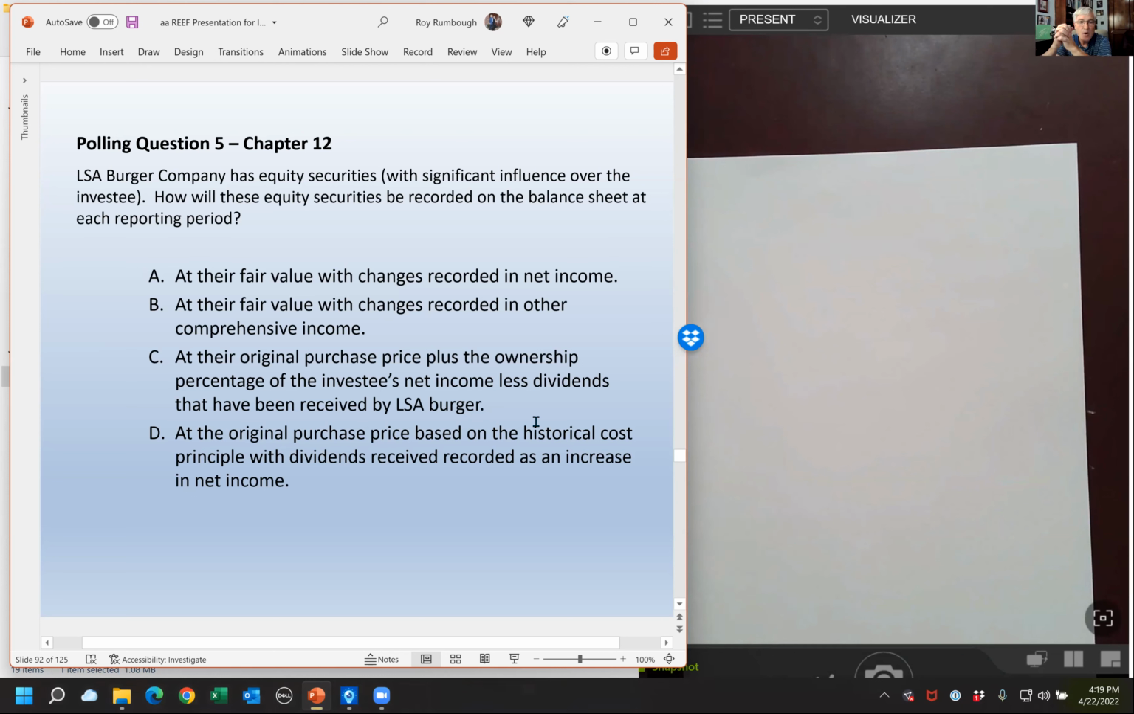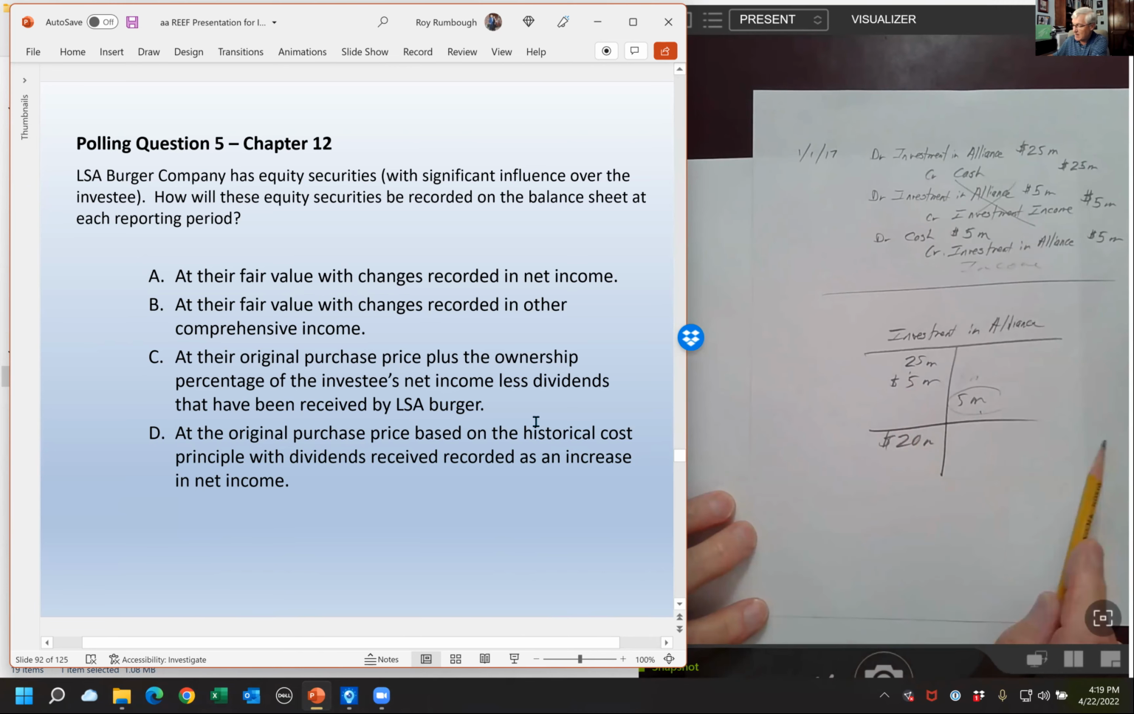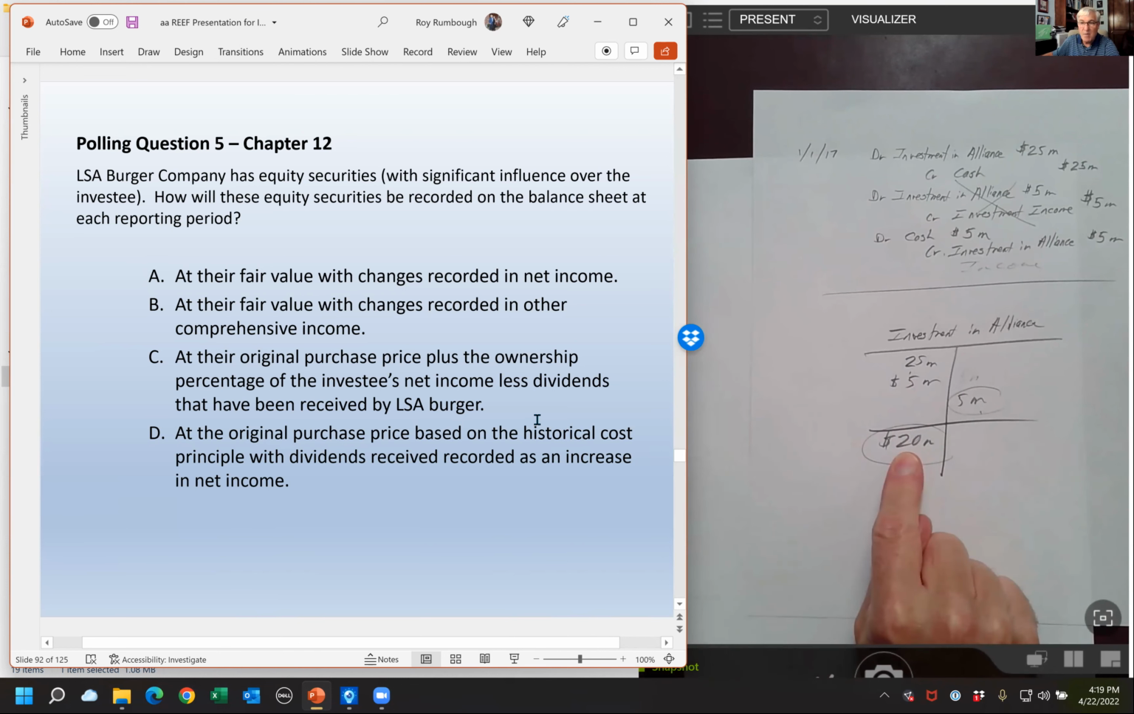And we're going to record, we'll start with the original purchase price plus our percent of their ownership, just like that T account I did a few minutes ago, minus dividends. And that's what our investment account is. And so the fair value may be different than 20 million. Again, for this one, we ignore it.